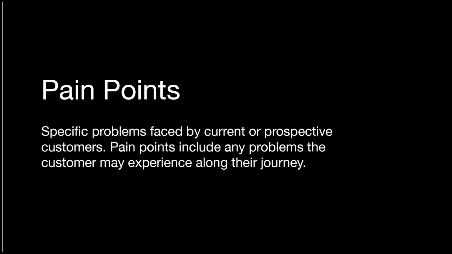The next term is pain point. These are specific problems faced by current or prospective customers, and pain points include any problems the customer may experience along the journey. And this can have to do with the product, or it could be things that affect them, why they would use it, why they wouldn't use it. For example, with the online shopping example, having kids would make it more difficult for you to want to go to the store, so they're shopping online because they have kids. So how can we do something with our app to make it more efficient so that it's easy if you have kids to quickly find and add what you need?